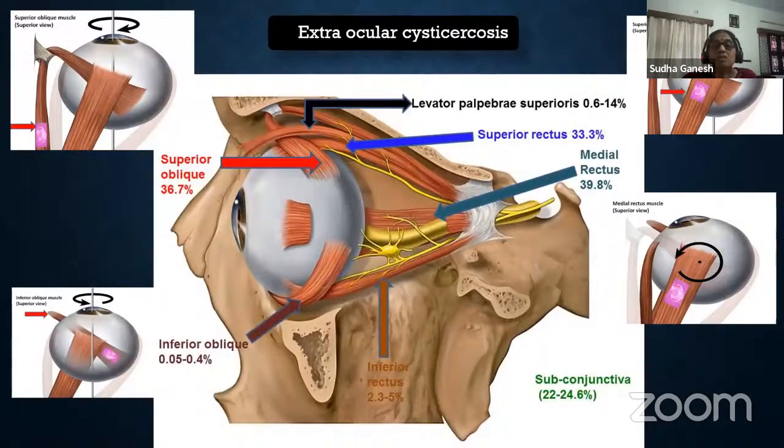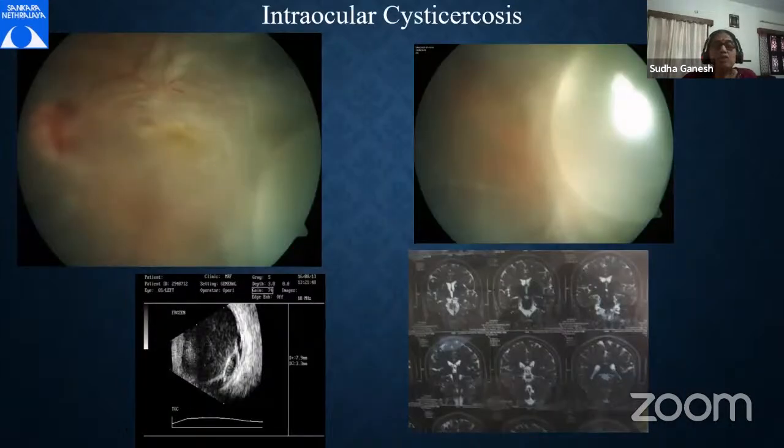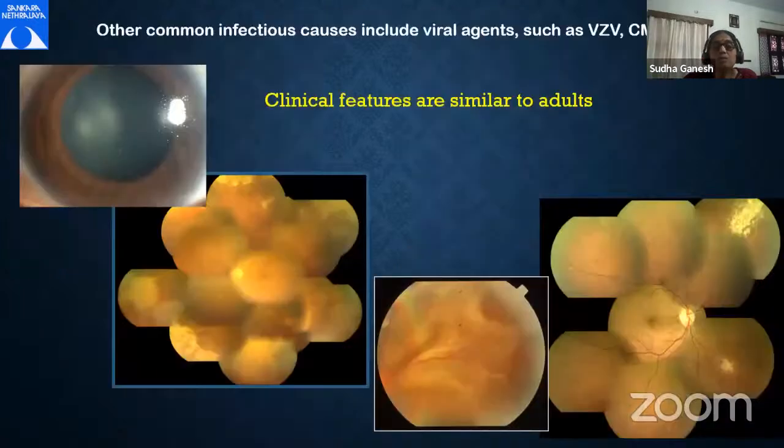And extraocular cysticercus can present mostly in the ocular muscles, most commonly in the medial rectus. In children, neurocysticercosis is very common, and one needs to definitely look for it. And this is a picture of a subretinal cysticercus in one of our older children who presented with a subretinal cyst, which was picked up on ultrasound, and the child also had an MRI lesion with neurocysticercosis.